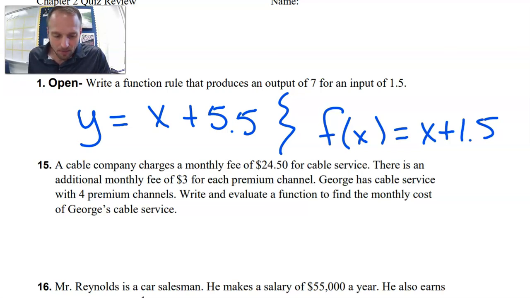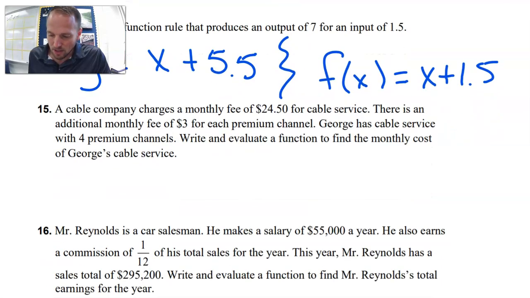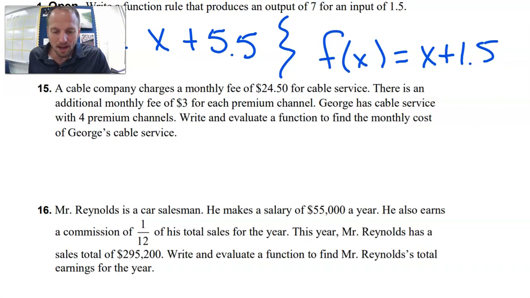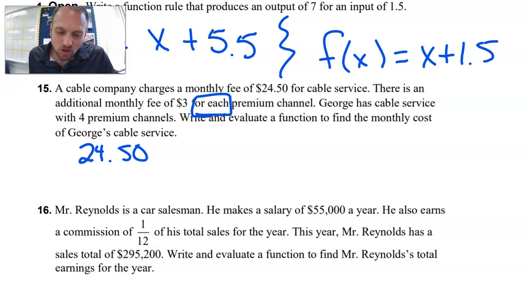Okay? The next one, number 15. Don't ask me why they're in that order, but that's what we got. A cable company charges a monthly fee of $24.50 for cable service. Now, I know where this problem's going. I know I'm going to have to write an equation and solve it, so I might as well just start writing down what looks like math. The first thing that looks like math that I see is $24.50, so I'm going to write that down. $24.50 for cable service.